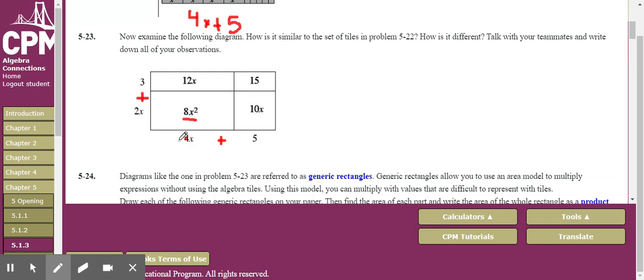So 2x times 4x is 8x squared. 3 times 4x is 12x, and so on, so that I get the sum of 8x squared. I can combine the 12x and the 10x to be 22x, and then I add the 15. So that's using the generic rectangle instead of the algebra tiles.